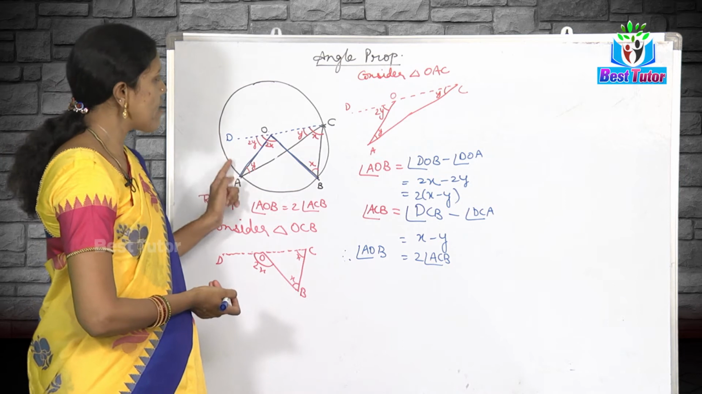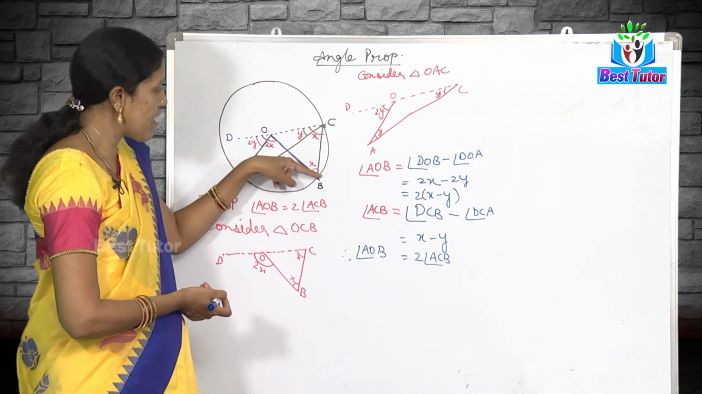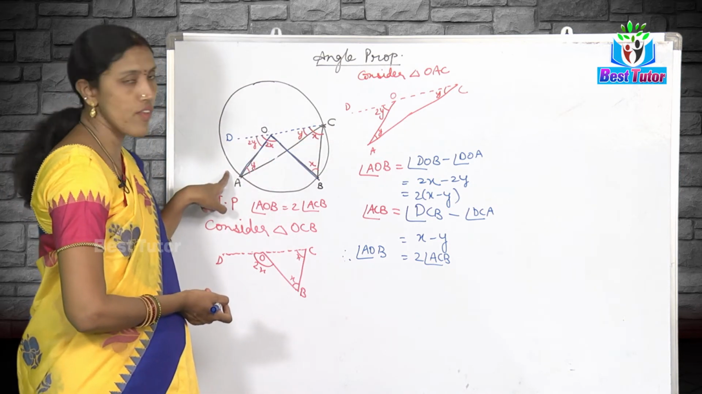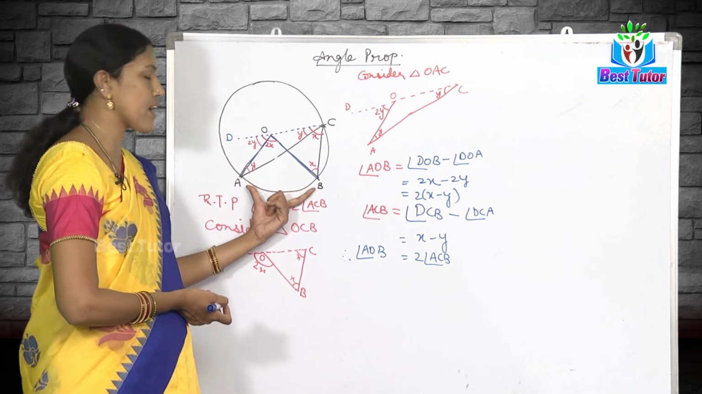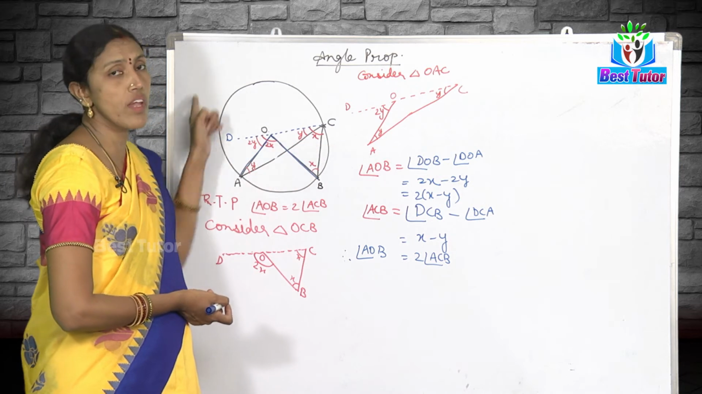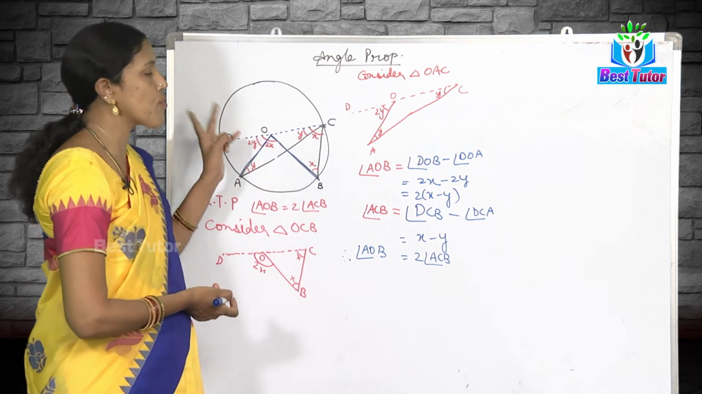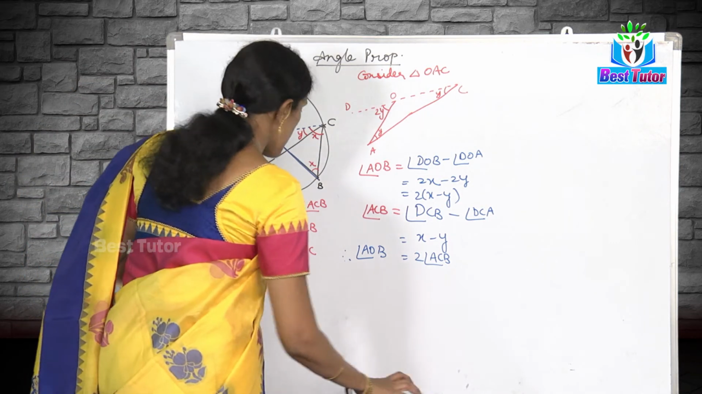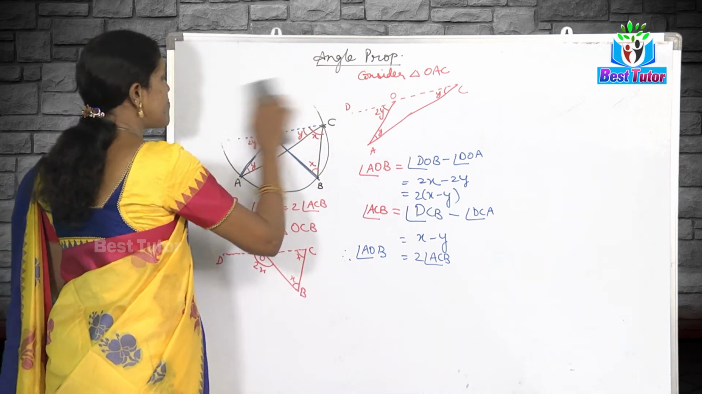So wherever is the location of this point, any point on the remaining part of the circle, the angle made by the arc AB at the center is twice the angle made by the same arc at any point on the remaining part of the circle. So we have proved in 2 cases. What is the third case? Let us quickly finish it off.